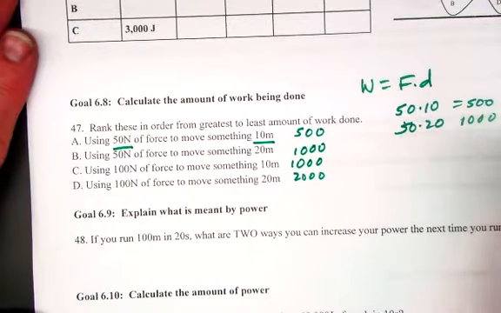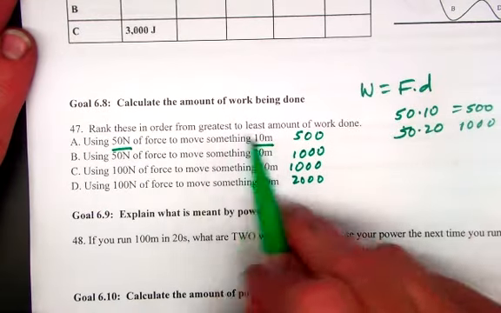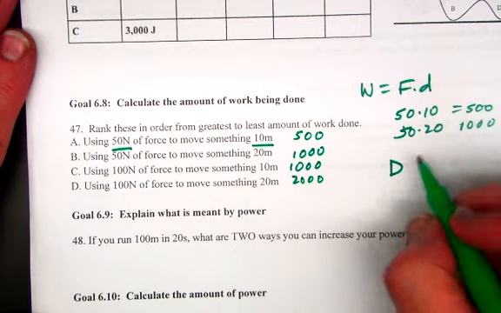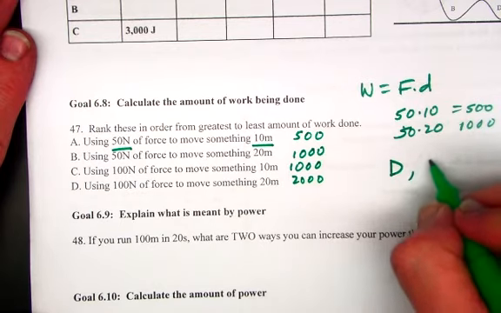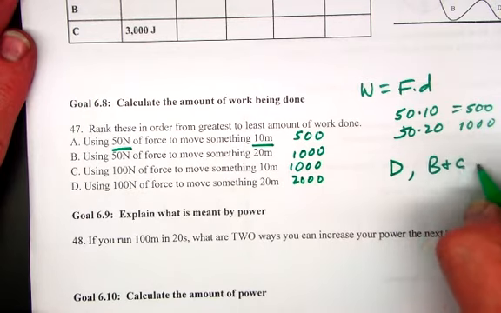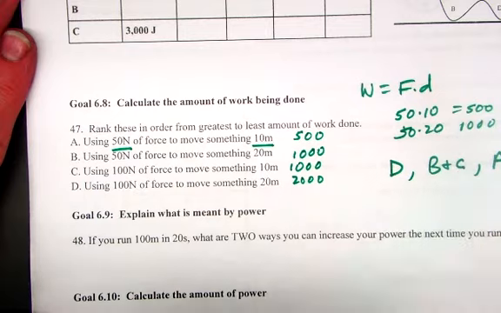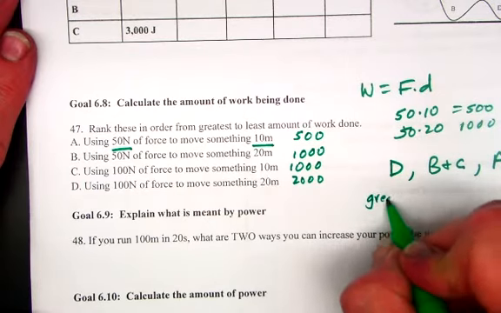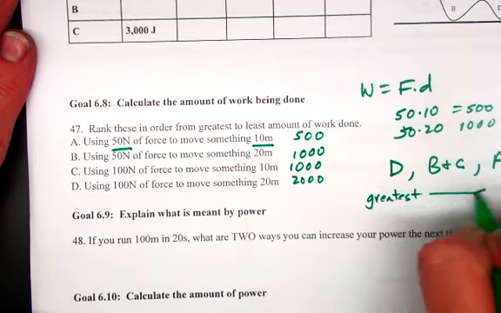So if we rank them in order from greatest to least, the greatest would be D. Then there's a tie for B and C. And then the last one would be A. So greatest here to least here.